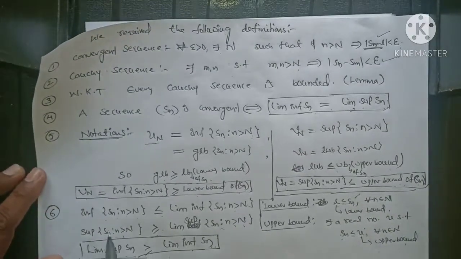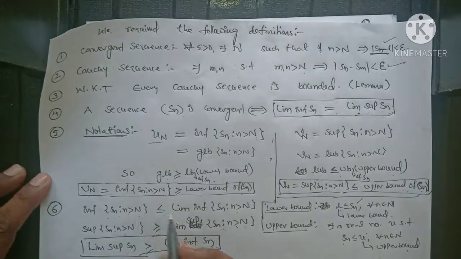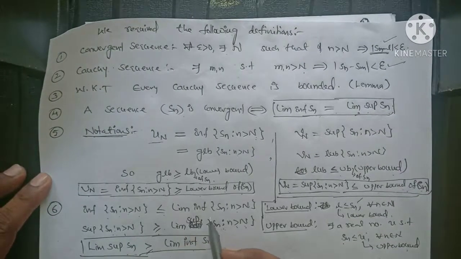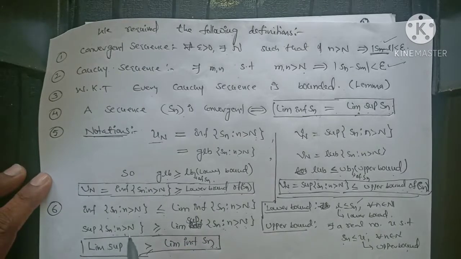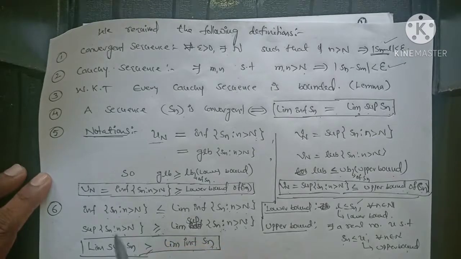And also the infimum of Sn is always less than or equal to the limit inferior of the sequence Sn, whereas the supremum of Sn is always greater than or equal to the limit superior of the sequence Sn. Both conditions are reversed for infimum: the infimum of Sn is always less than or equal to this one, and the supremum is always greater than or equal to the limit superior of the sequence Sn. These are the conditions we already have.